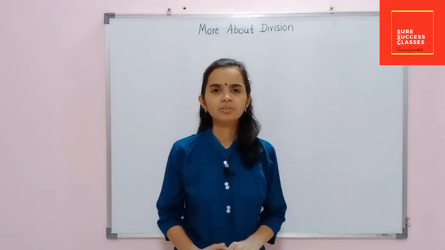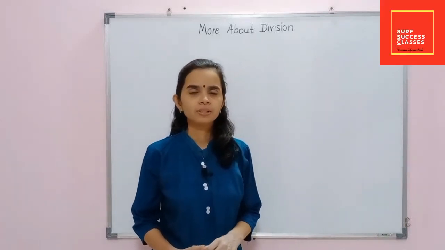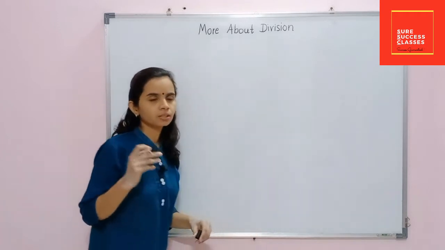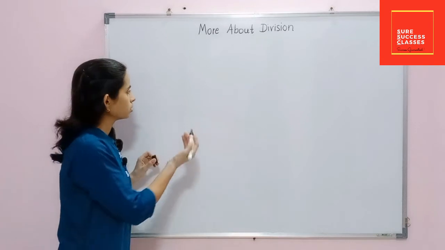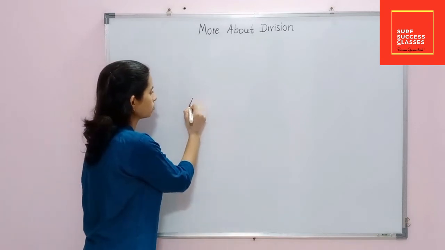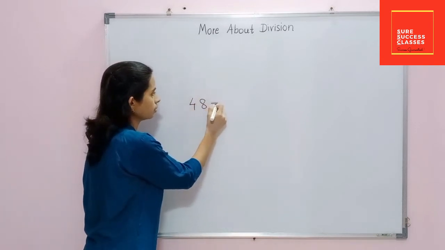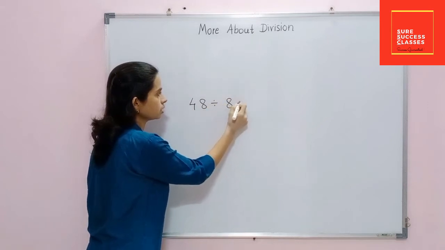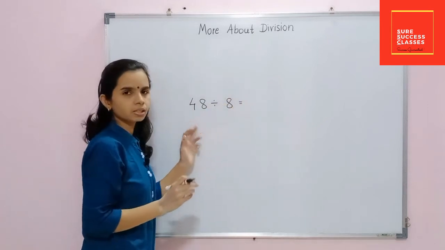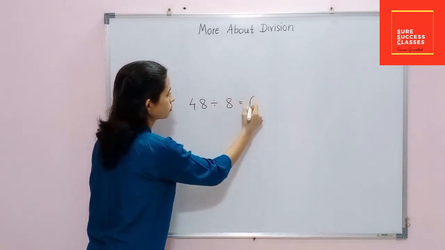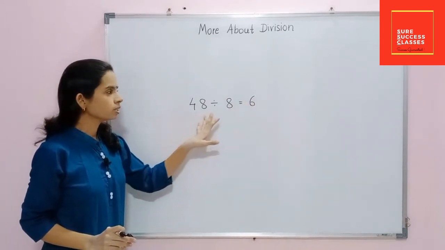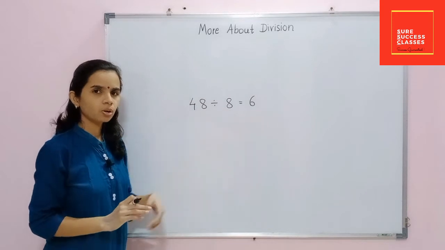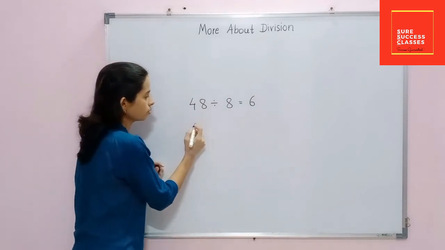In this session, we will learn more about division. In the previous session, we learnt up to division facts. Suppose the division fact is 48 divided by 8 is equal to 6, because 8 sixes are 48. So, this is a division fact. It is called the short form of division.